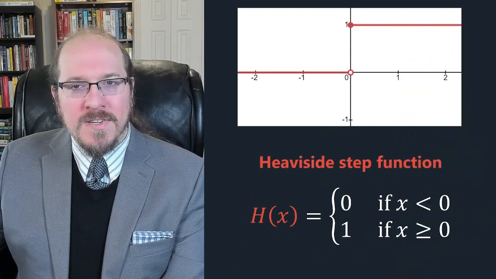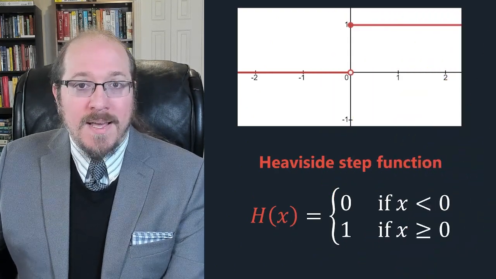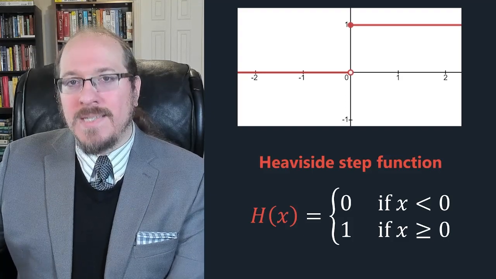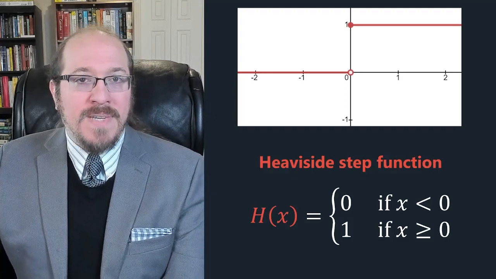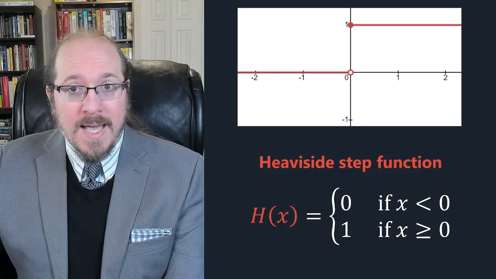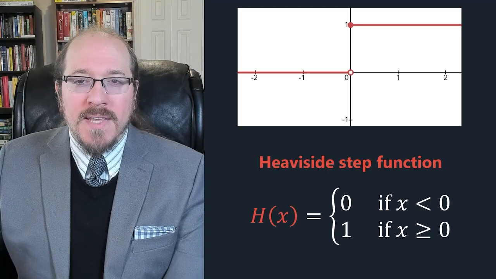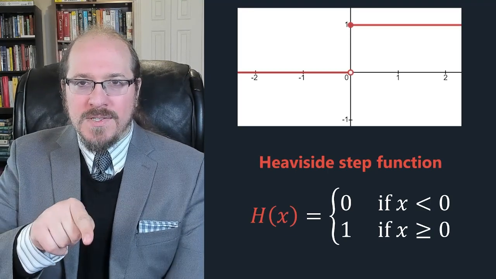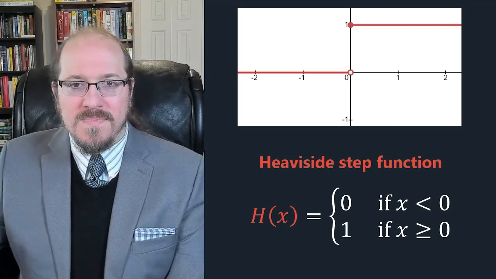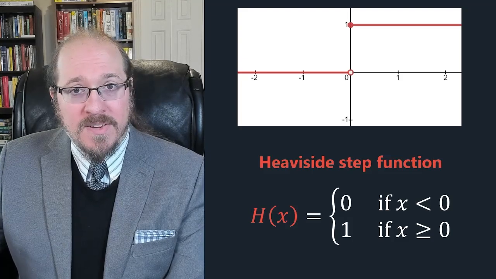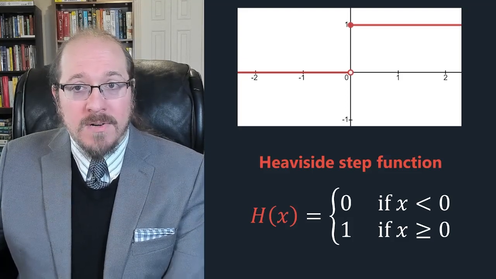Let's look at another function that's often used in DSP, as well as a number of other applications, the so-called Heaviside step function. It's defined to be 0 when the input is negative, and then 1 when the input is 0 or positive. You can think of it as representing a switch that gets turned on at 0. So how can we use limits to describe what happens to the step function as x approaches 0?